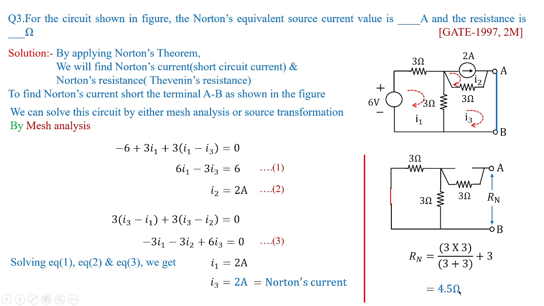Please solve this problem using source transformation and comment in the chat box whether you got the same Norton's current or not, or you employ Millman's theorem in order to solve this problem, and tell me whether you got the same result, that is the short circuit current value as well as the Norton's resistance value, what we got here as 2 amperes and 4.5 ohms respectively.